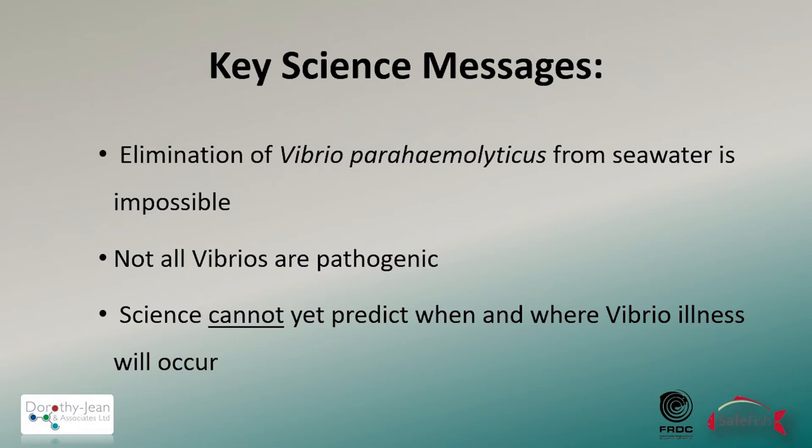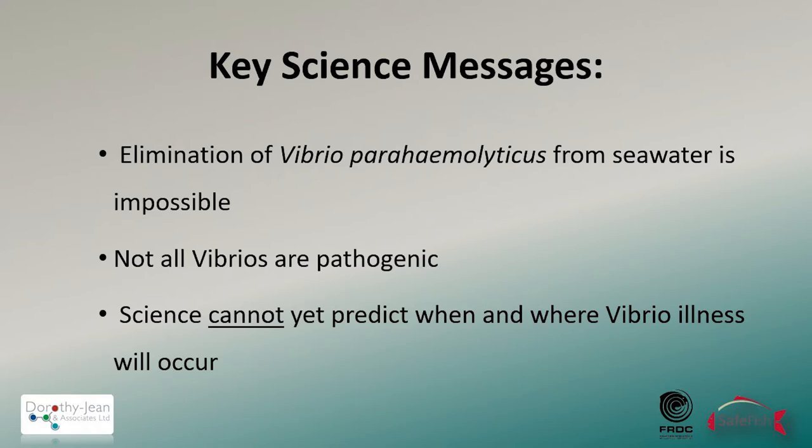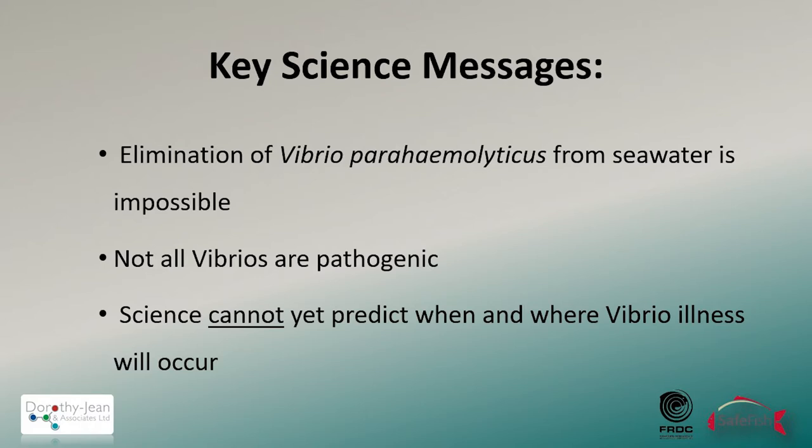My key message from yesterday is that no matter how smart we human beings think we are, we have no way of eliminating VP from the oceans of the world. It's impossible, so our critical control point cannot be at the ocean. It's very important to understand that not all vibrios are pathogenic. Now, science is very good now. We've got some great tests that can find vibrios of all species, both in clinical samples, such as fecal specimens or any other body fluid from an ill person, or environmental samples such as seawater, shellfish or silts. Science can very quickly assay and describe the vibrios that are present. But sadly, at the moment, what science cannot do is predict when and where a vibrio outbreak will occur. They're great after the fact.